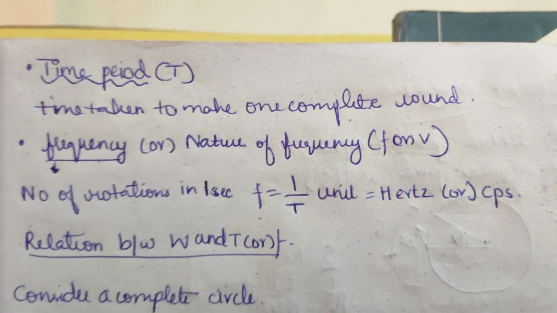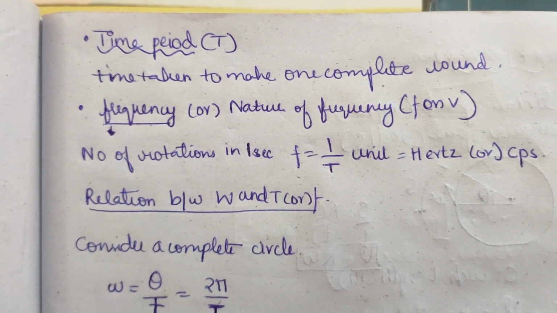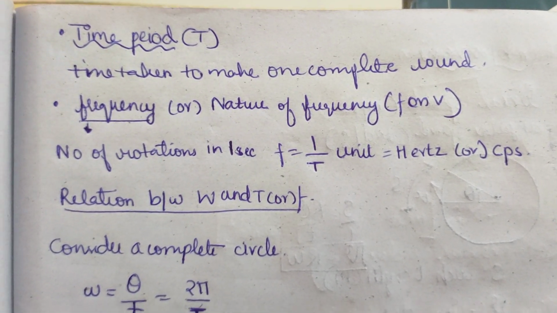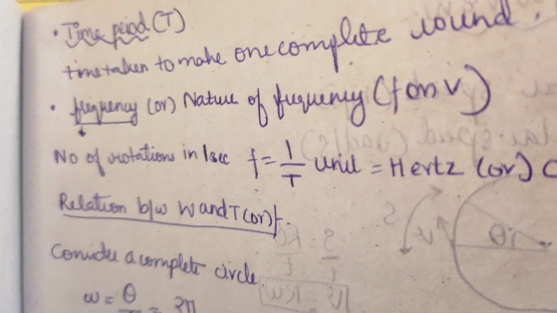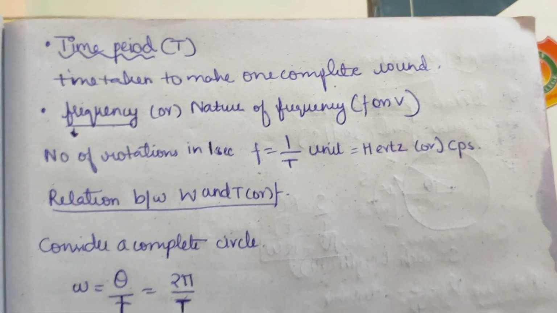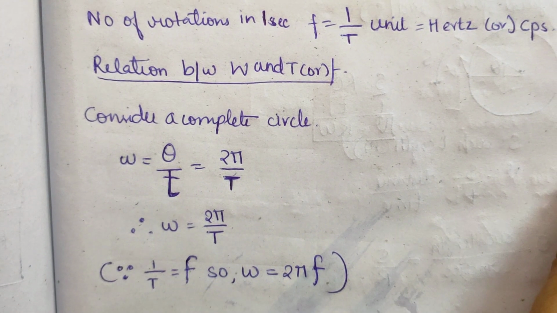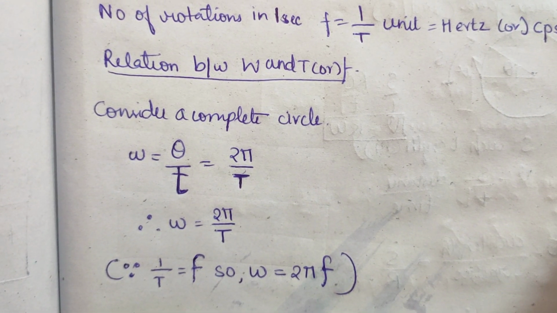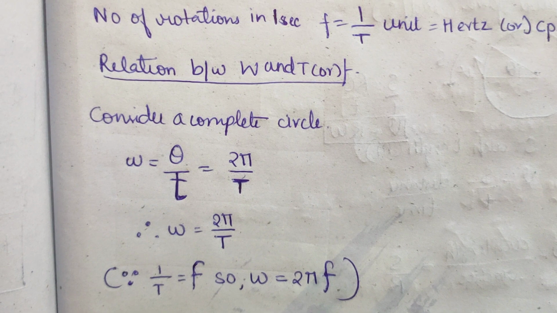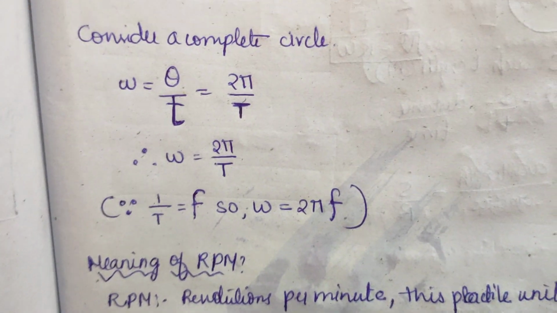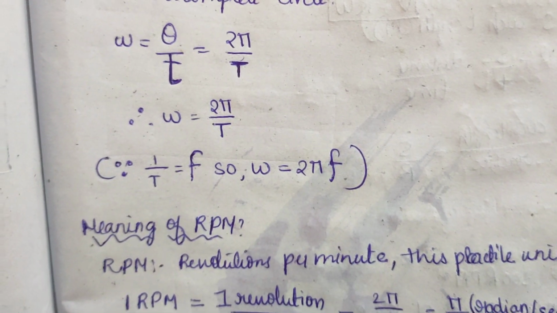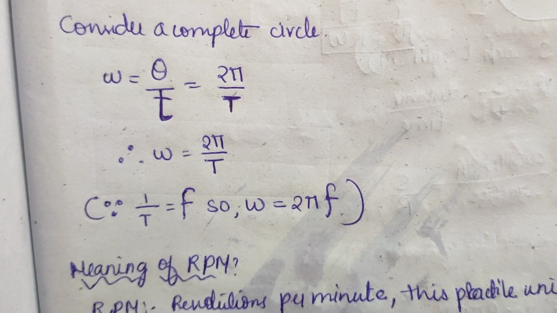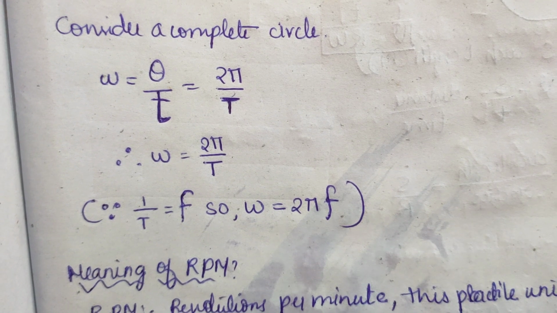Frequency, denoted by f or nu. The number of rotations in 1 second is known as frequency. Frequency equal to 1 by time period. The unit is hertz or CPS. Now relationship between omega and T. Consider a complete circle. Omega equal to theta by T equal to 2 pi by T. Since 1 by T equal to f, we can substitute that. So we get omega equal to 2 pi f.